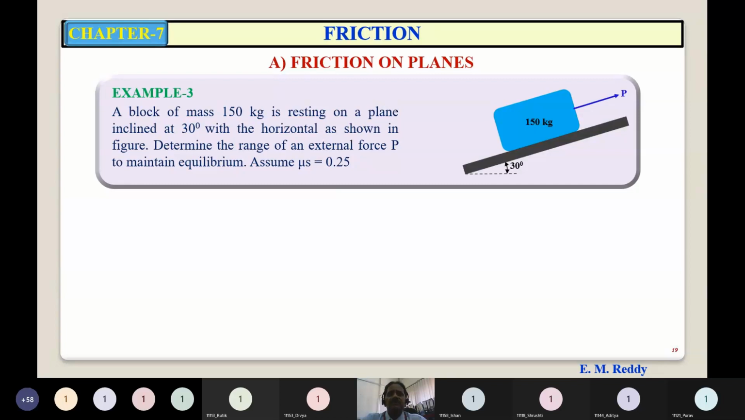A block of mass 150 kg is resting on a plane inclined at 30 degrees with the horizontal as shown. Determine the range of an external force P to maintain equilibrium. Assume coefficient of static friction as 0.25. Range of an external force P. That means minimum to maximum.